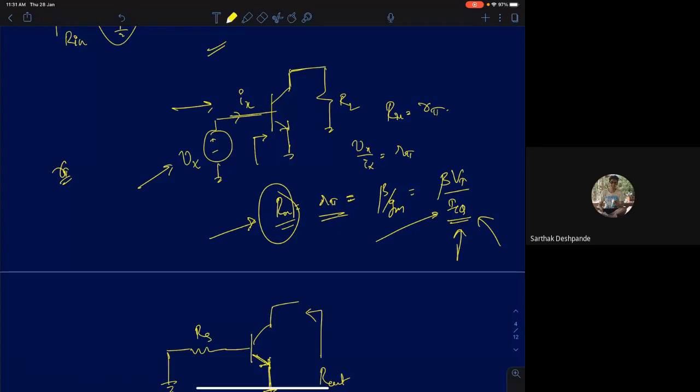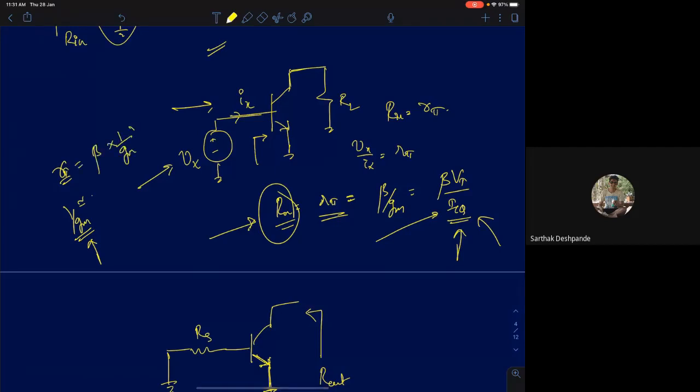So when I say high, you should ask, with respect to what? A 10 kilo ohm might be small compared to 10 mega ohms. So you should ask relative to what. I'm always comparing it with 1 by Gm. 1 by Gm is the smallest resistance in a BJT, alpha by Gm, approximately in the order of 1 or 2 kilo ohms, or even less than that. R pi will be beta times 1 by Gm.